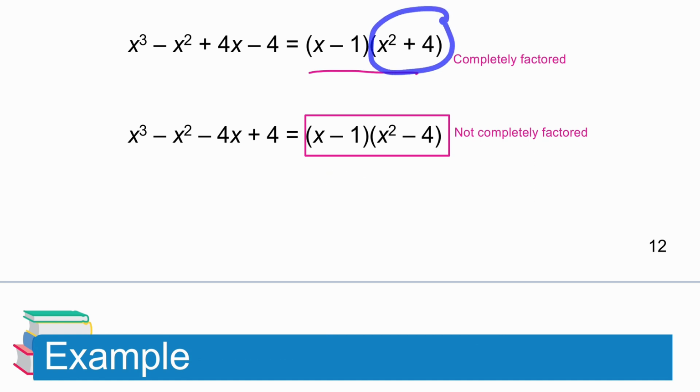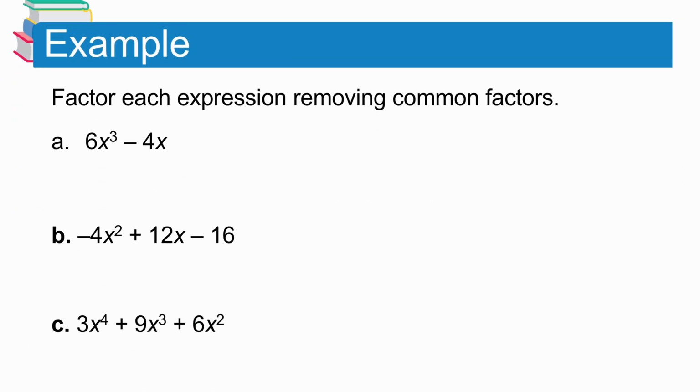But if we have not the difference but the plus between them, then we look back at our special factors and there's not one. There's not a way to factor if there is addition between the two squared values. So this one is considered to be completely factored.